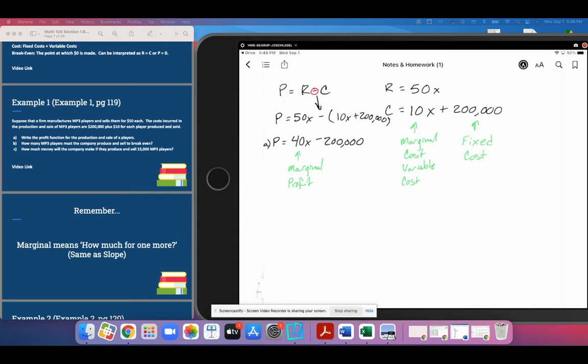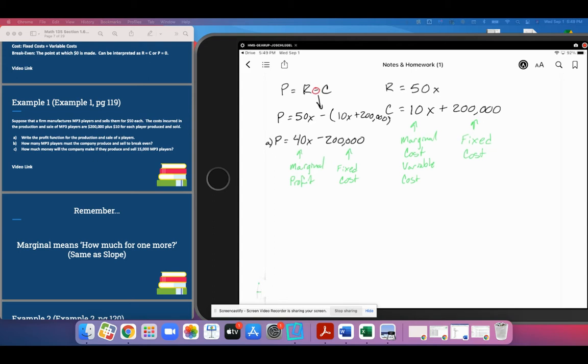The tricky part is that we have this over here, which is a negative profit of $200,000. This negative $200,000 is actually the fixed cost from our cost function, and it represents a number that we have to reach before we even start making any money. And so let's say, for instance, that we put 1 in there for X. We sell one MP3 player. We've made $40, but now we still owe $199,960. We've got a long way to go before we're making any money.